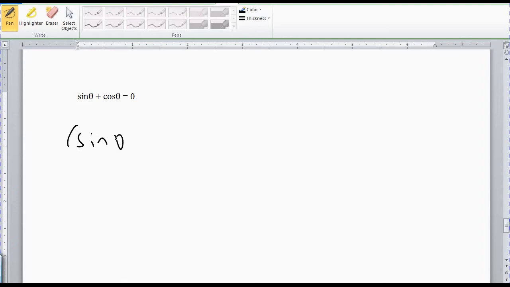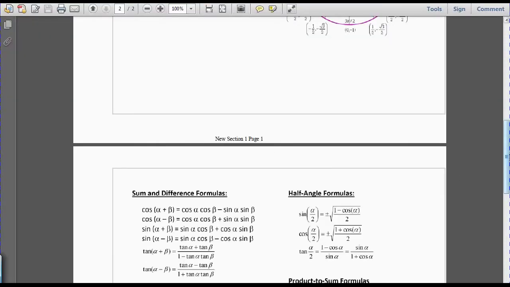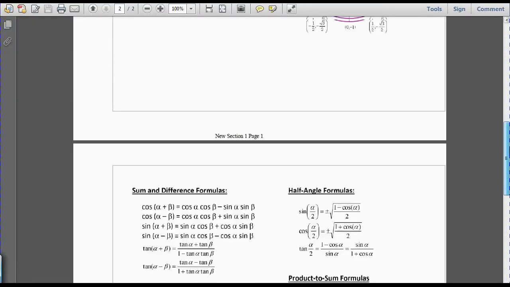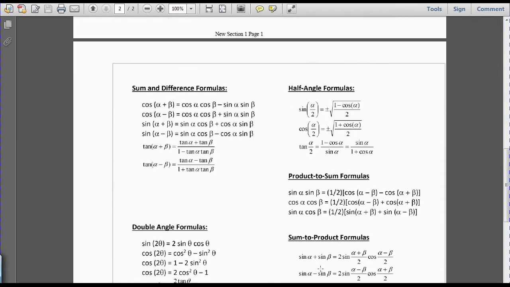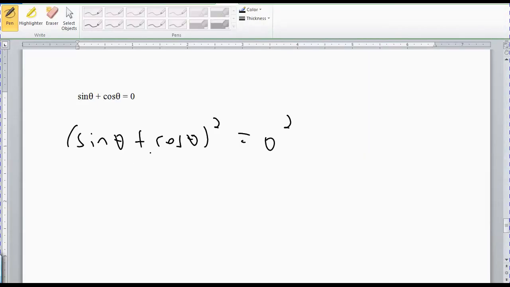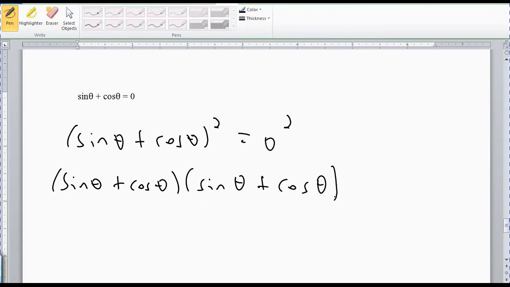We're going to square both sides, which means raise both sides to the second power. One reason is most of my formulas, if not all of them, have squares in them. A lot of them do anyway, the ones I tend to use. So let's fold this out. That's the same as sine theta plus cosine theta times sine theta plus cosine theta again. And 0 squared is 0, so it still stays at 0.